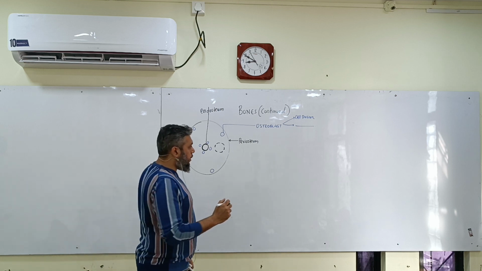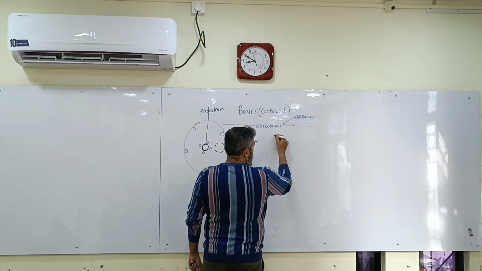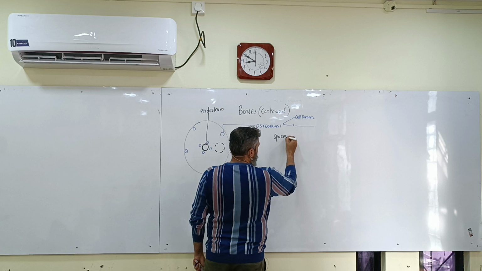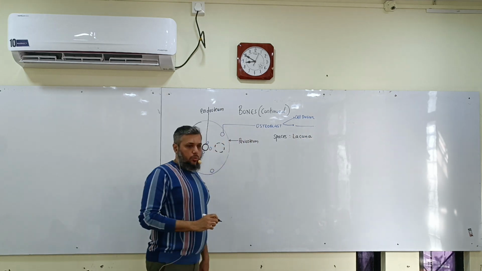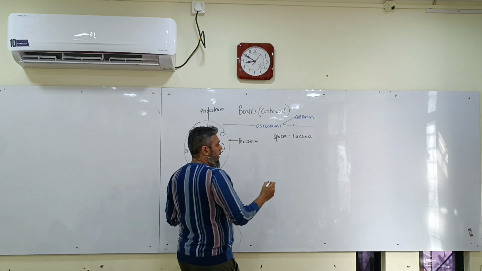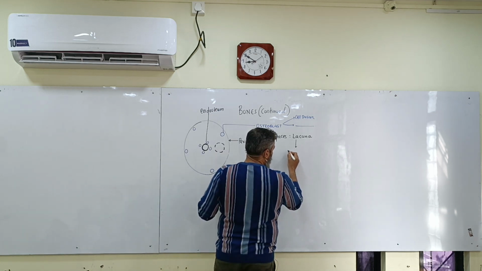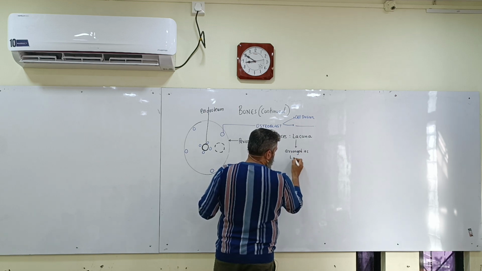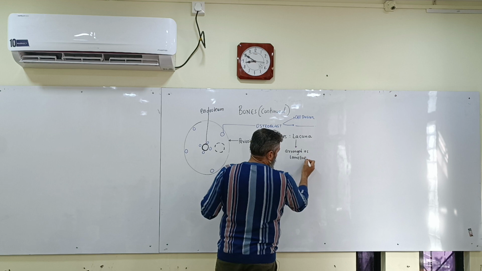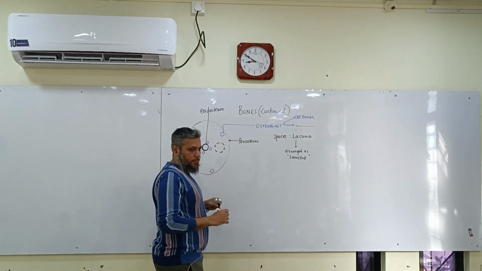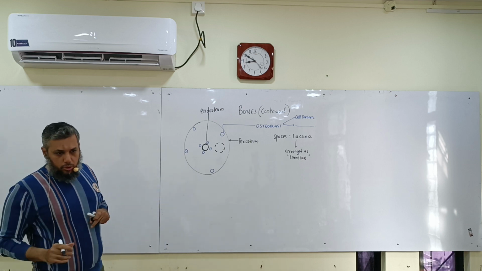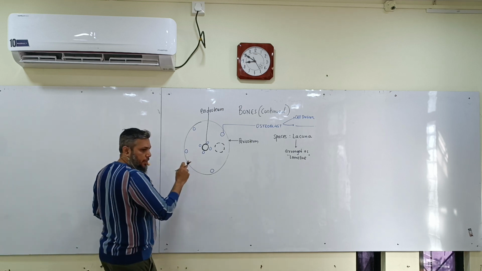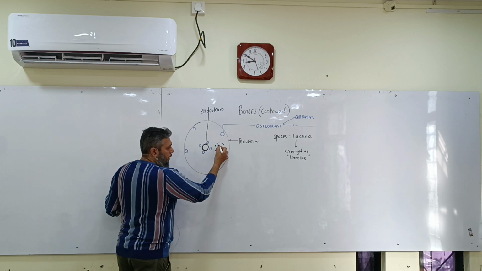Okay. So within the bone, there are spaces. And what are the spaces called? Lacuna. And the lacuna, they are arranged as what? Lamellae, which are of different types. One type only I am going to teach you here. Look at the lamellae.